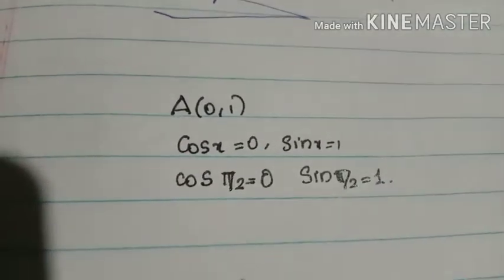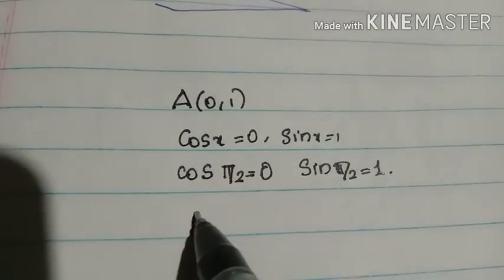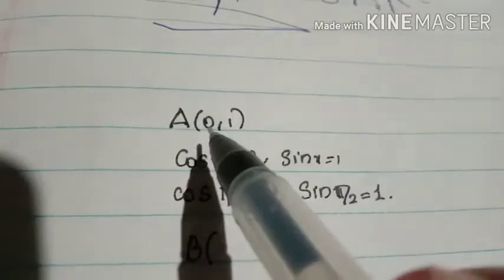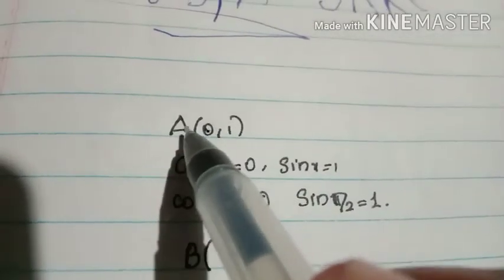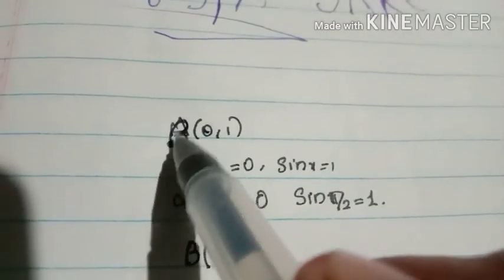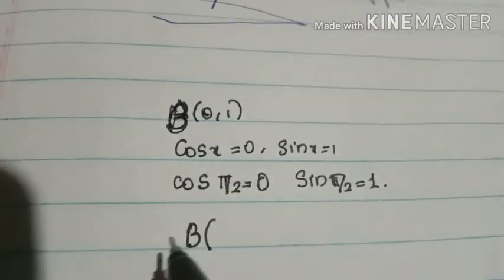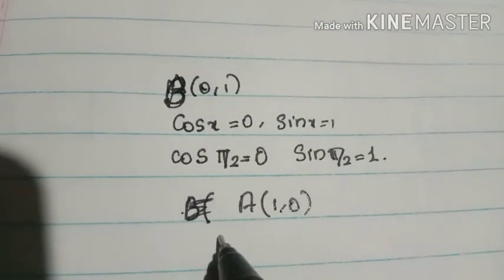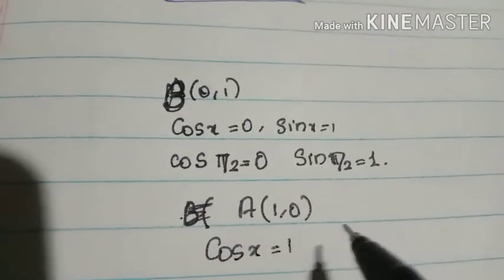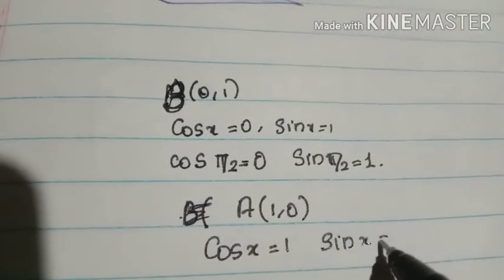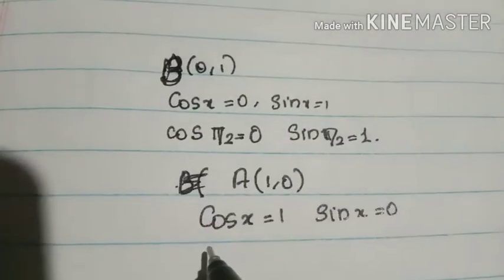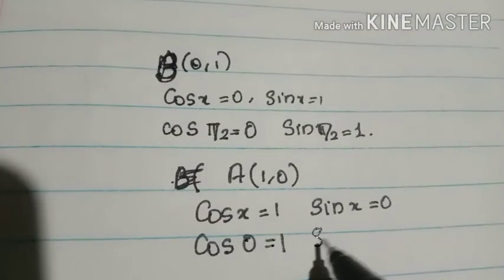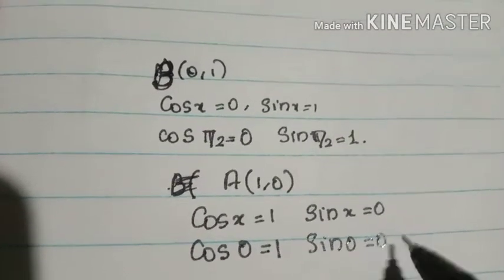Isn't it? Now the point B has the coordinates 0, 1. What is A? A has the coordinates 1, 0. So here cos x is 1 and sin x is 0. So cos x is 1 means cos 0. Cos 0 is 1 and sin 0 is 0.